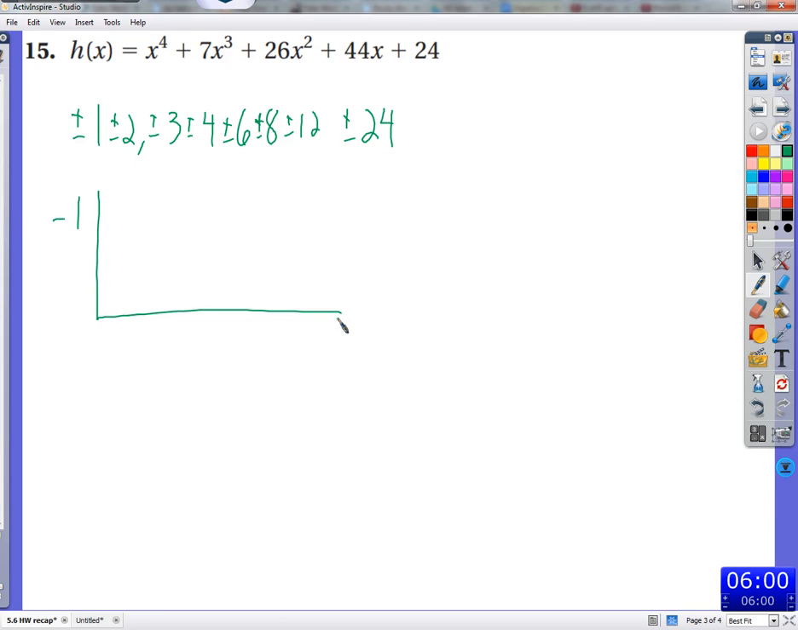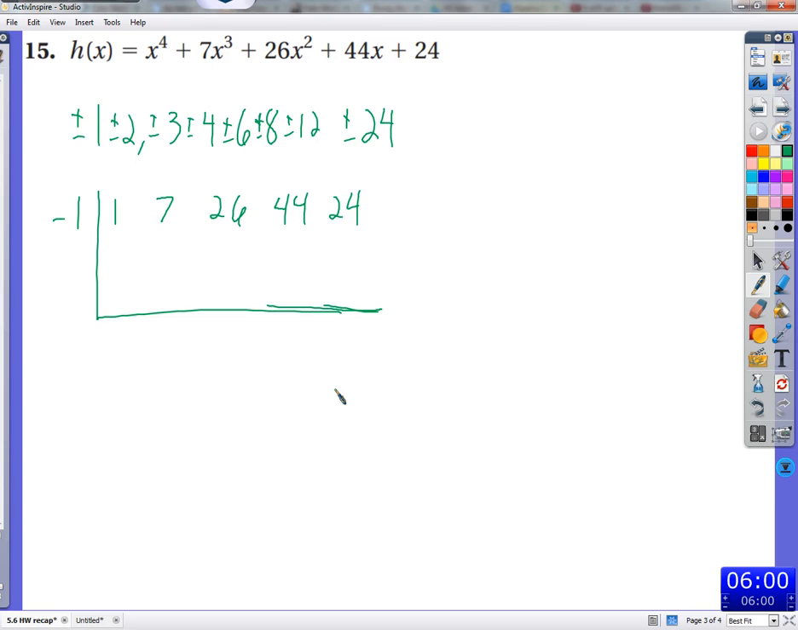Well, we're doing two things, right? This is synthetic division. It's also synthetic substitution. It's synthetic division and synthetic substitution all at the same time. If we look at it in the synthetic substitution way, when we get all done, this number right here will be the y value for this x value.